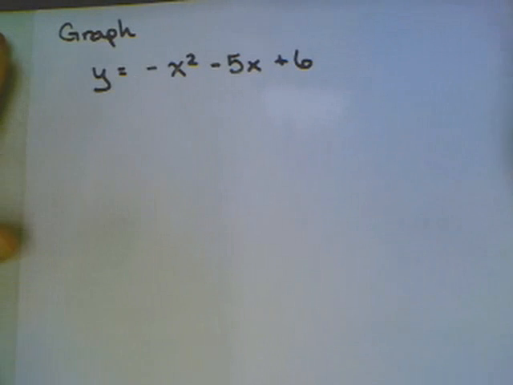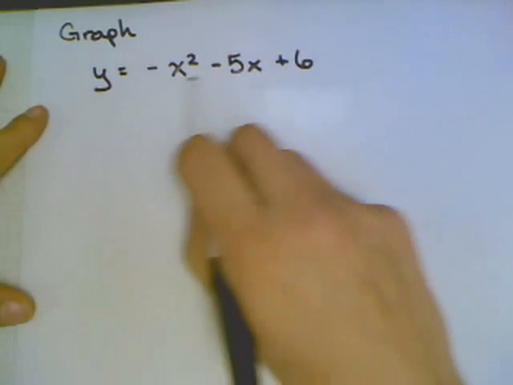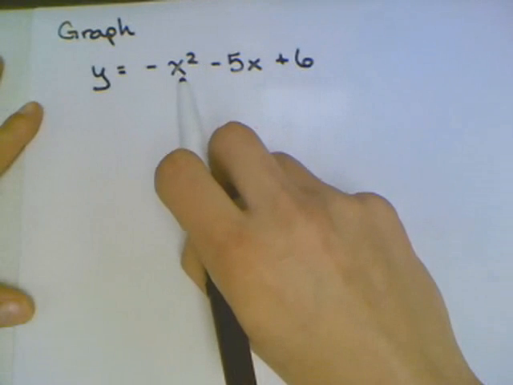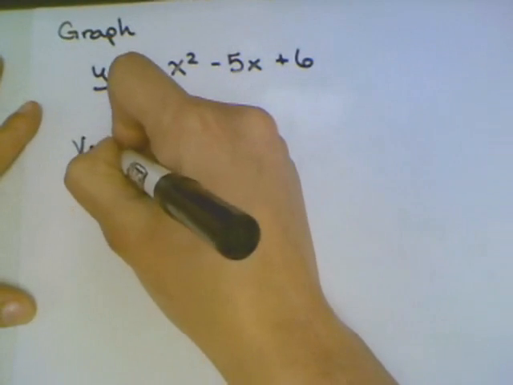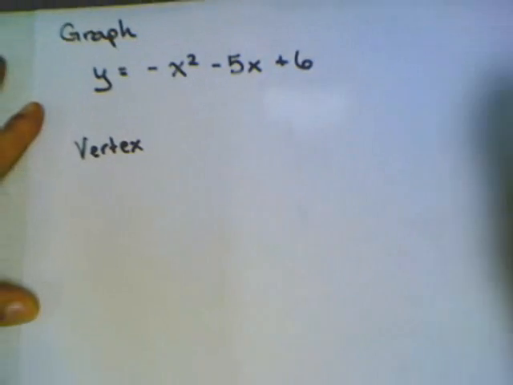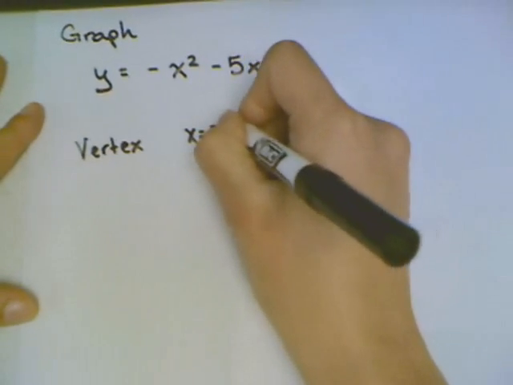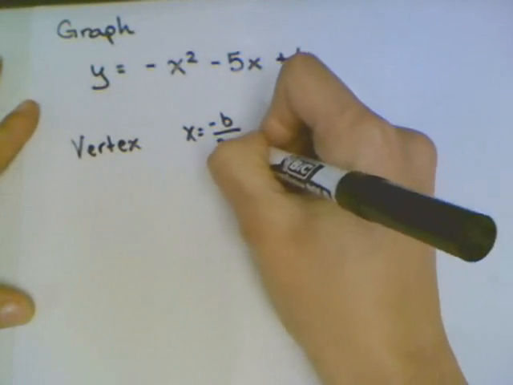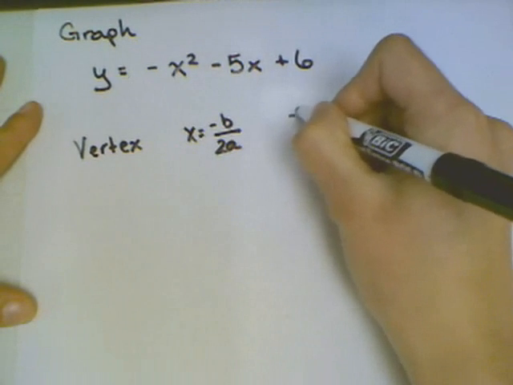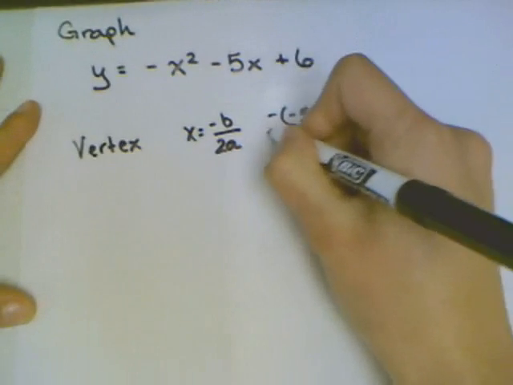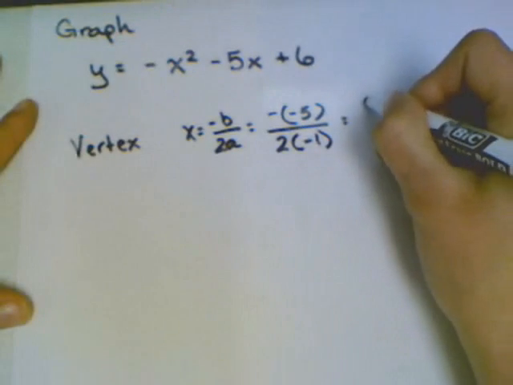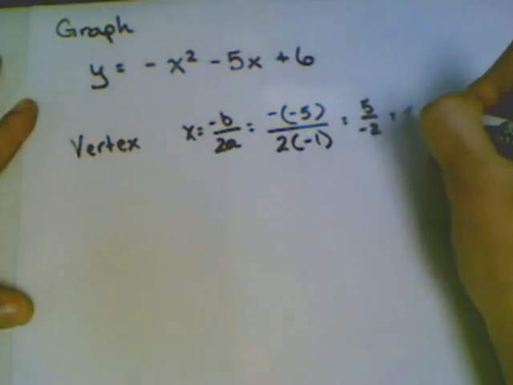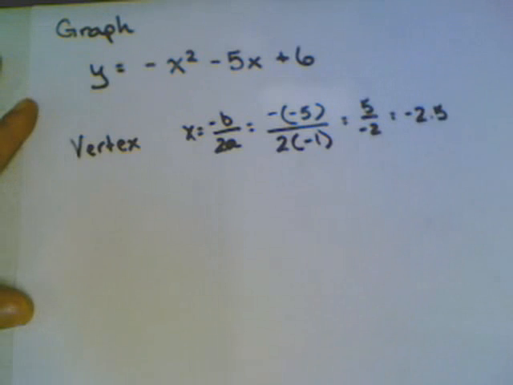We now have all the tools we need to graph the equation of a parabola. Given this equation, I know that it's going to be a parabola because I have an x squared term. I'm going to start by trying to find the vertex of that parabola. For the vertex, I can use the equation negative b over 2a. In this case, b is negative 5 and a is negative 1. So that means the x-coordinate of my vertex is 5 over negative 2, or negative 2.5.